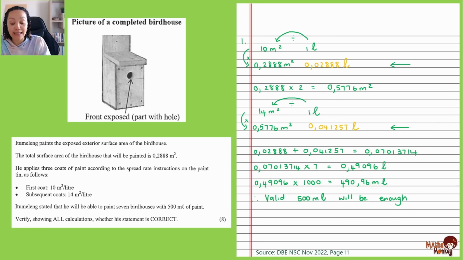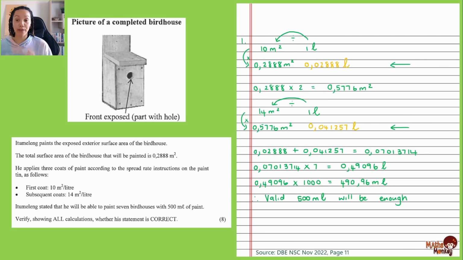Then we added these 2 orange values together because that is the total that we need for one birdhouse. And then we take that value that we need for 1 and multiply it by 7 to see if 500 mils will actually be enough. But that answer is in liters, so we would take that answer multiplied by 1000 to get it in milliliters to be able to assess, is 500 milliliters going to be enough? And we found out that we get 490.96, so 500 milliliters is going to be enough.